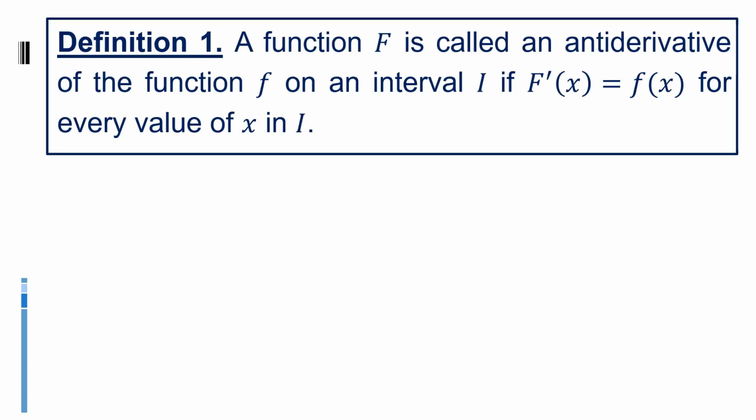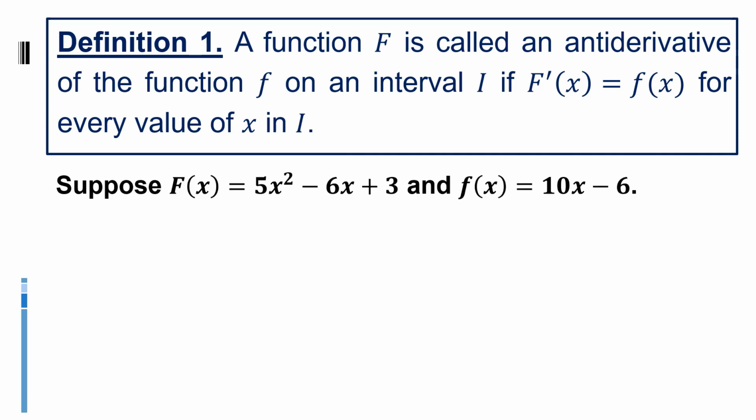Here is the formal definition of an antiderivative. A function capital F is called an antiderivative of the function f on an interval I if capital F prime of x is equal to f of x for every value of x in I.